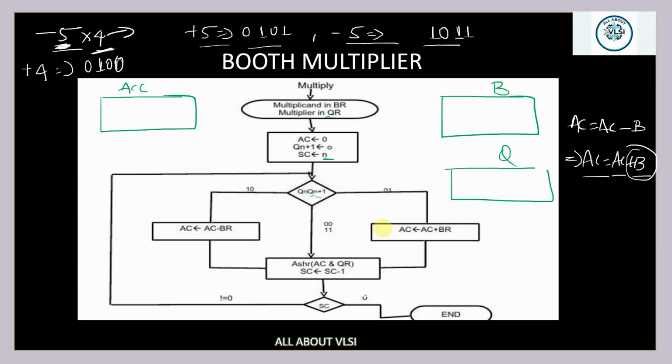Now, after performing this, we have performed subtraction, not addition. Okay, AC is equal to AC minus BR. Since BR was negative, minus into minus is plus. So we have performed AC is equal to AC plus BR. That's it. Now, after performing this, again we should perform the right shifting operation.